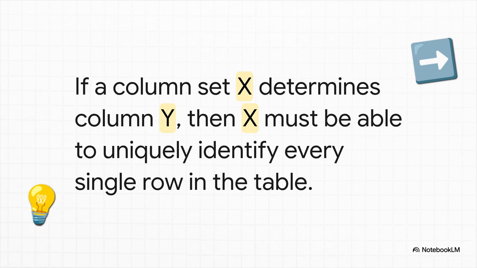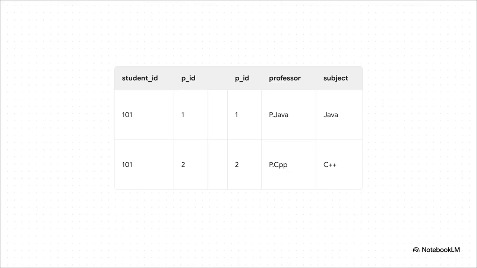Let's just boil that all the way down. In plain English, it means this. If one piece of information can tell you what another piece of information is, then that first piece must be strong enough to act as a unique ID for the entire row. Period. No exceptions allowed. So how do we fix it?